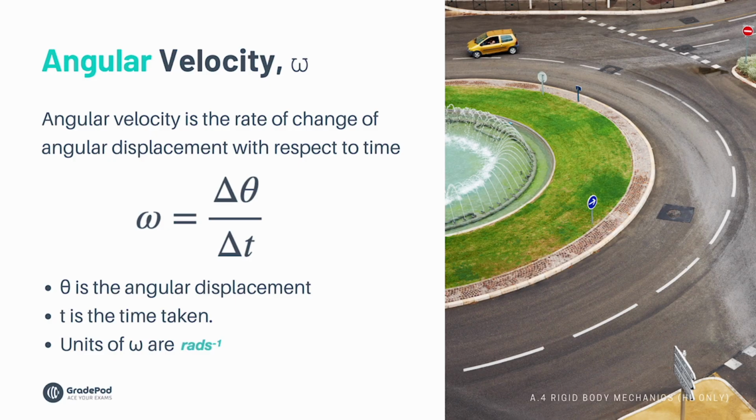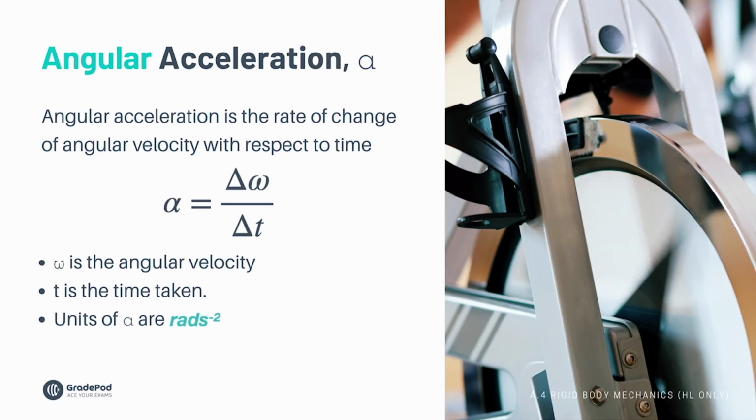Angular velocity, again, you've seen that before. Angular velocity is the rate of change of angular displacement with respect to time. Where have we seen that before? Oh, velocity is the rate of change of distance with time. It's the same thing. Angular velocity is given the symbol omega. It has units of radians per second, and we use this angular displacement that we've just talked about as part of that formula. And angular acceleration, we've talked about it a little bit before.